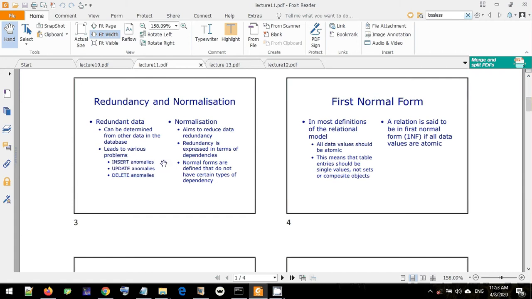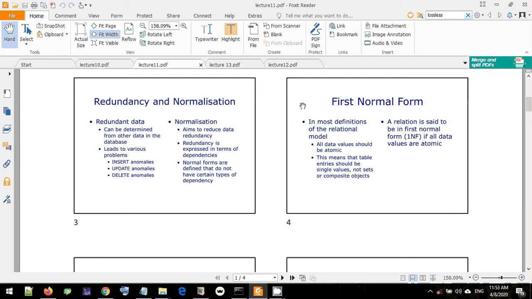Those are anomalies that can be caused due to redundancy of data, and that is the main goal of this topic, normalization. It aims to reduce this redundancy of data. Now, redundancy is expressed in terms of dependencies, and normal forms are defined so that they do not have certain types of dependencies, right? Now, there are three types of normal form. We should start with the first normal form.